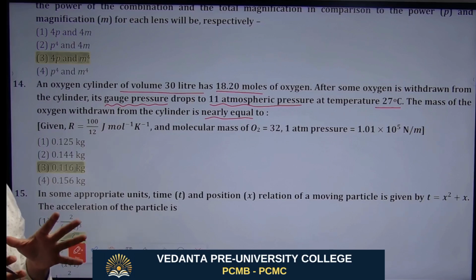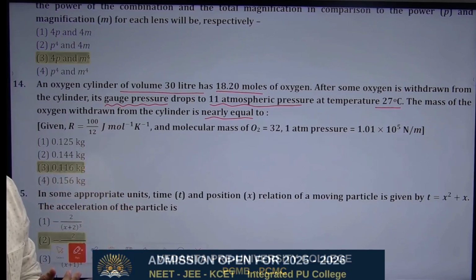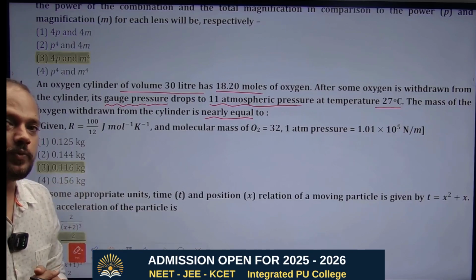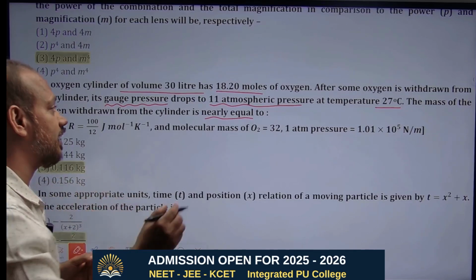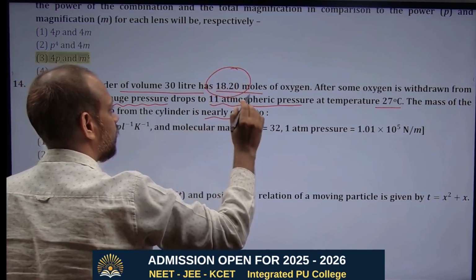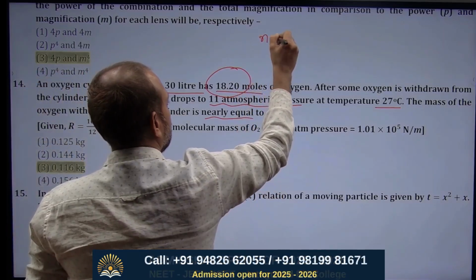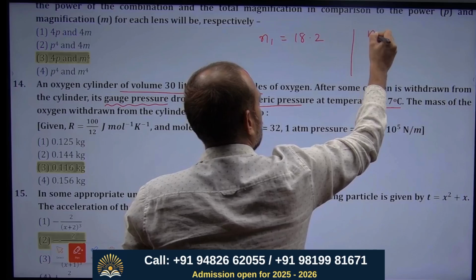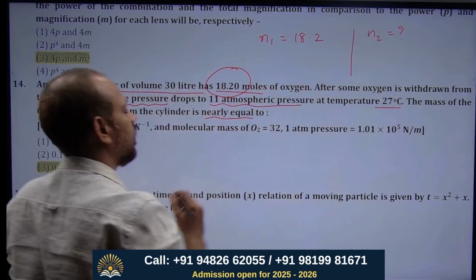As you can see, the state of oxygen is going to change, right? But there is one more twist, that the number of moles you have to account for, before and after. So at least before is 18.2. So what do we have? N1 is equal to 18.2, right? N2 we don't know.